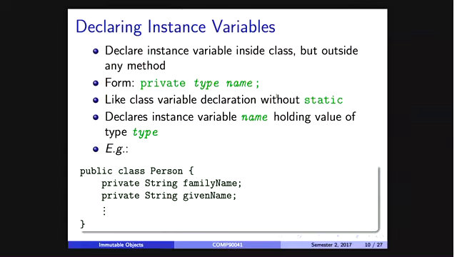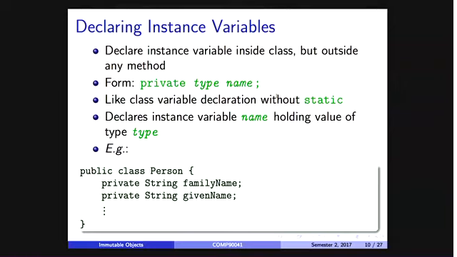So inside the class declaration, you say something like private type name, and that declares an instance variable of that type. And that type can be a primitive type, like an int or whatever, or it can be a class type. So think of it as being like a class variable declaration, only we don't say static. Okay, so by default, if you don't say static, it's an instance variable.